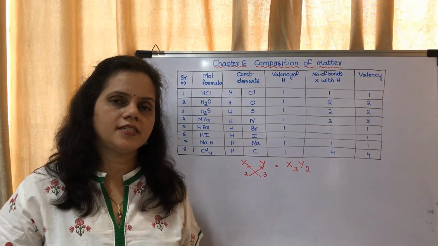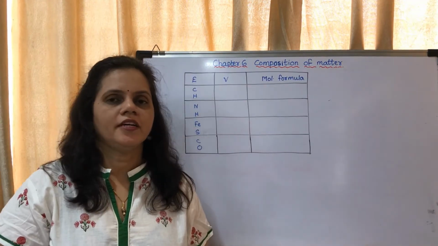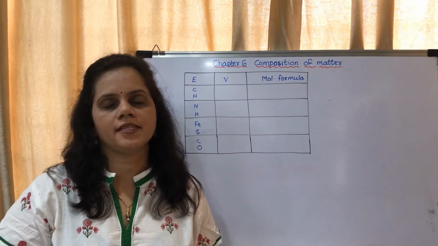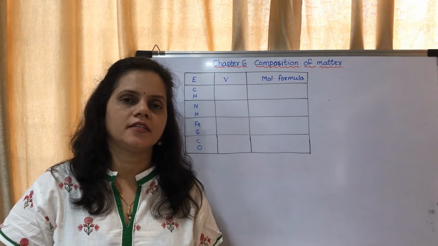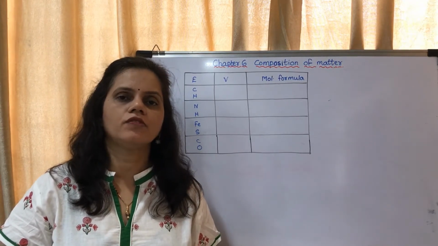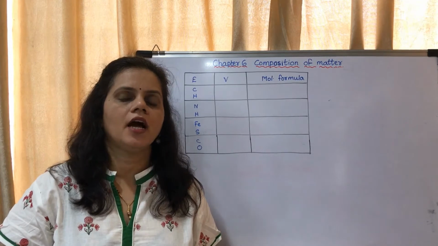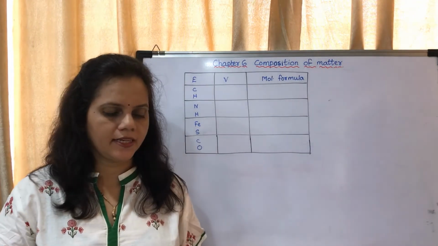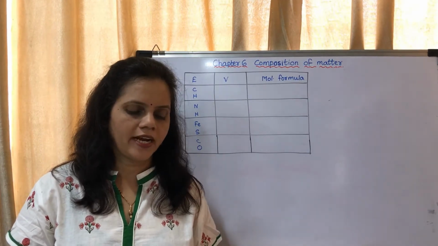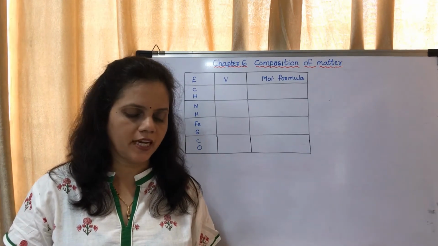Okay. Copy this in your textbook. Now, in your textbook on page number 46, they have given the steps how to write the molecular formula of carbon dioxide. You may see in the textbook. Step 1 is to write the symbols of constituent elements.